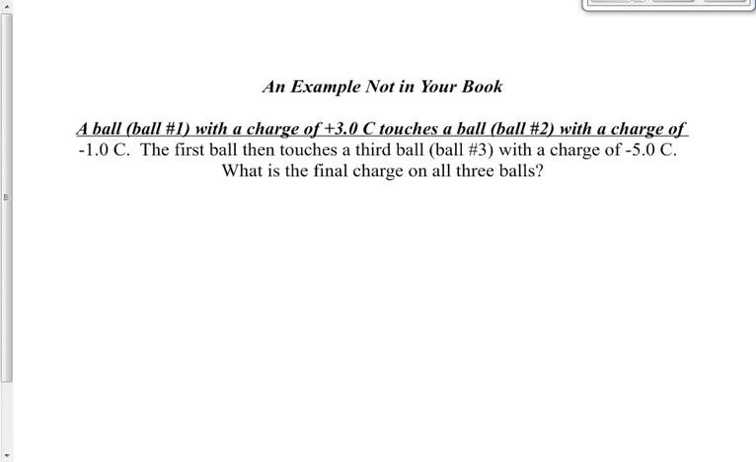Whenever we do a problem where we touch two objects together, though, we'll assume that the objects are more or less equal size, more or less equal shape, so that they do balance out. So we'll assume that they balance out, even if that's not always true.